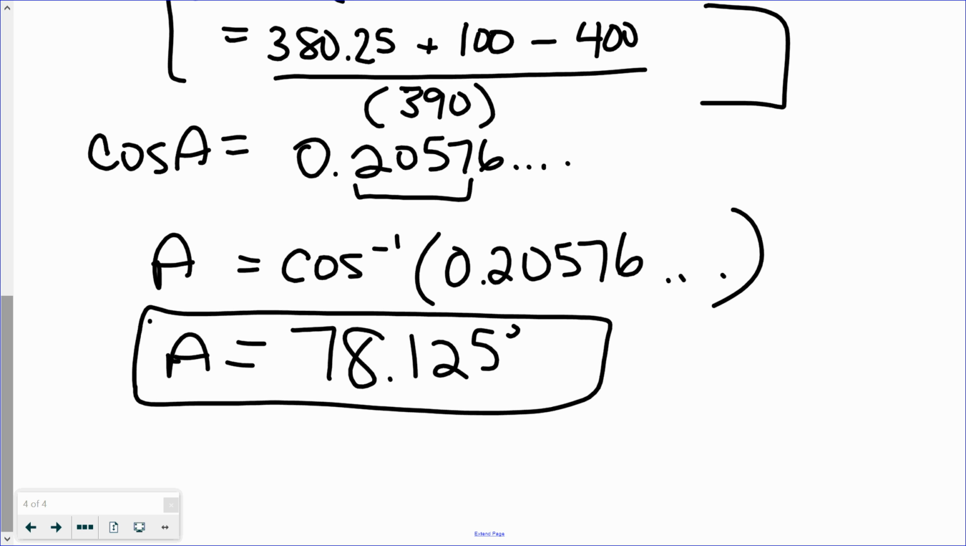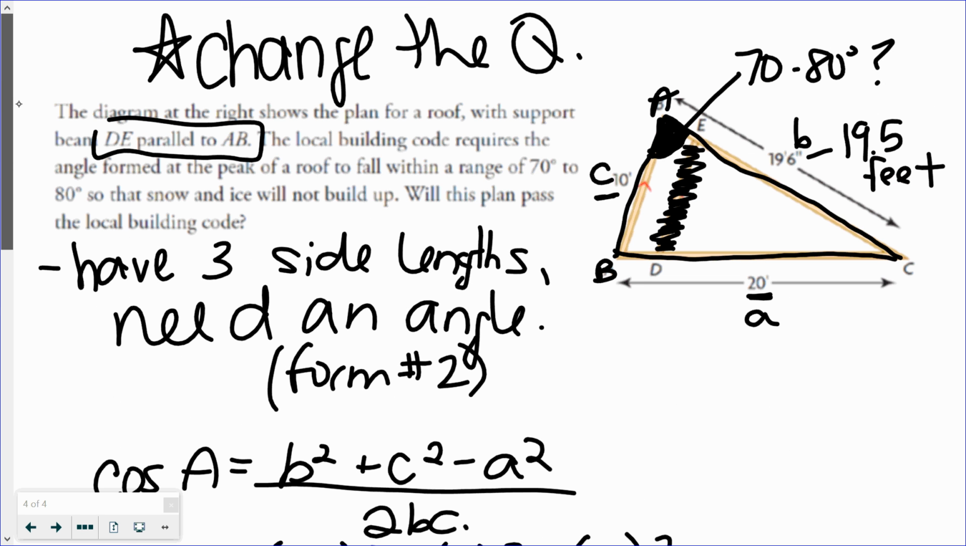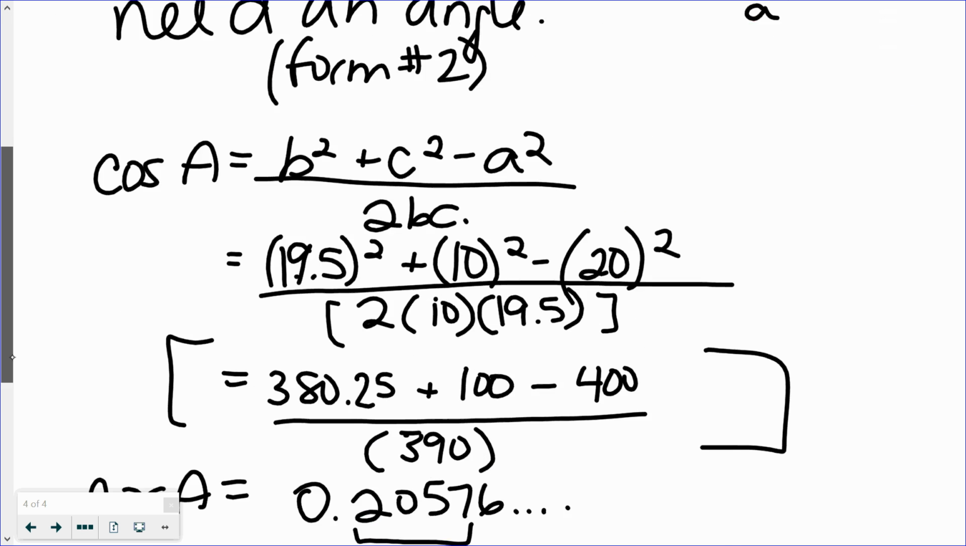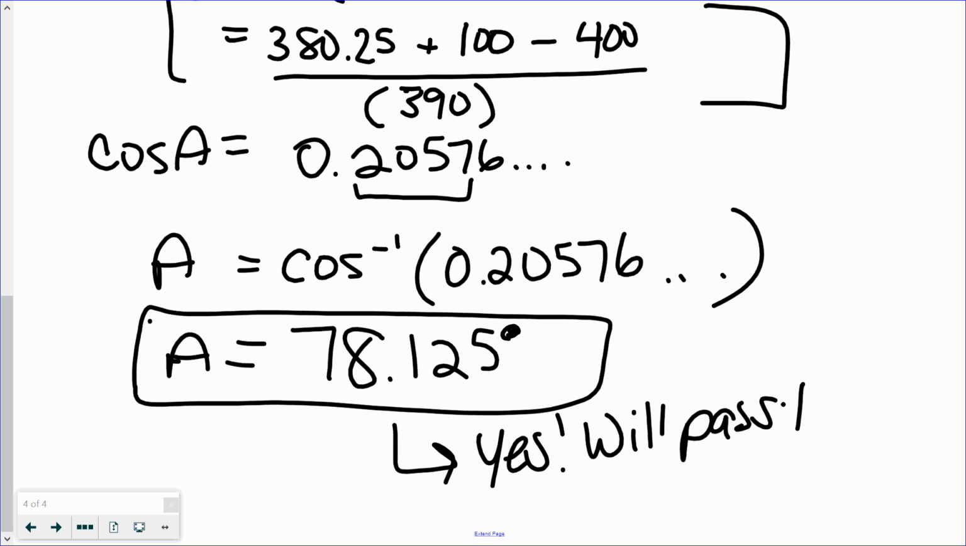And so now just looking back up at the question, it says, will this plan pass the local building code? And again, the local building code requires the angle formed at the peak of the roof to fall within the range of 70 to 80 degrees so that snow and ice will not build up, but also not so steep that you'll fall off and die. That's pretty steep. I probably would fall off. So yes, it will pass the building code.